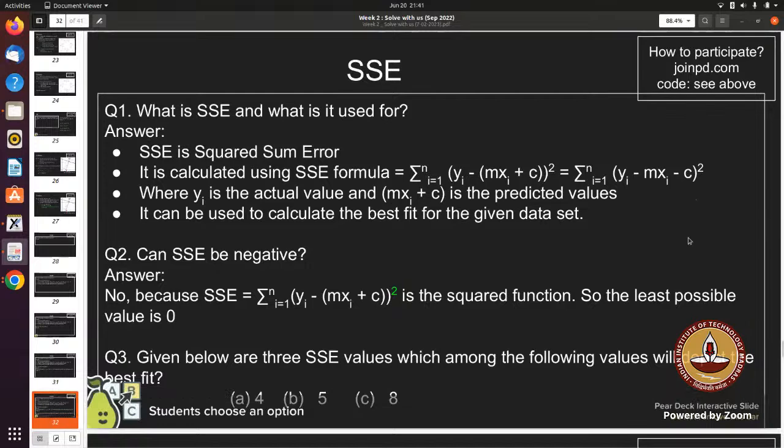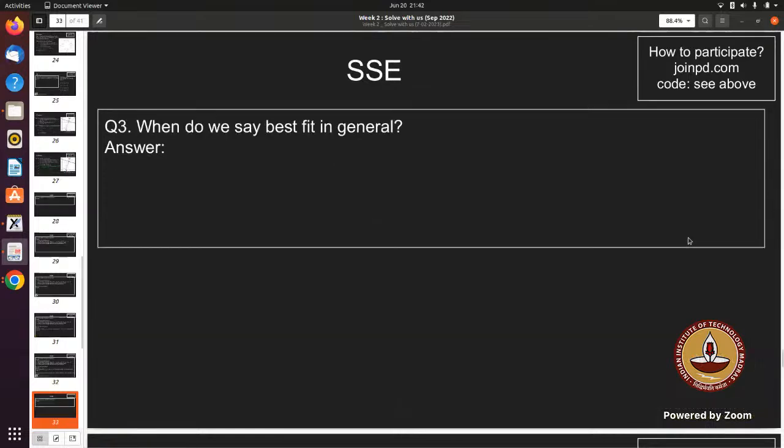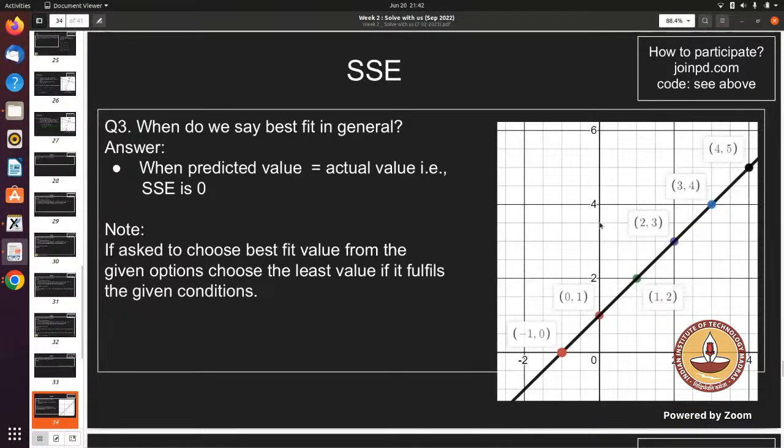Suppose I have 3 SSEs: 4, 5, and 8. By doing the experiment, I have fit 3 straight lines. From one straight line I am getting SSE as 4, from another 5, and from another 8. Which one will depict the best fit? Where the error is minimum, right? So 4 will be the answer. 4 will be the best fit. Yeah, correct. So this is what best fit means when the error is actually 0.